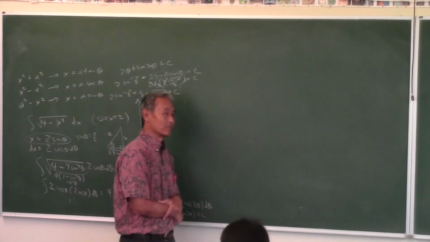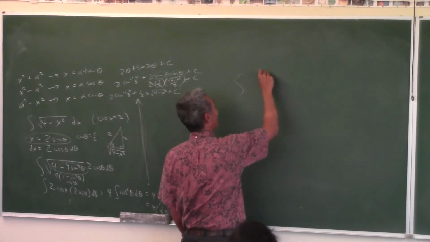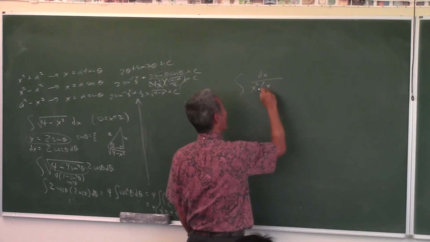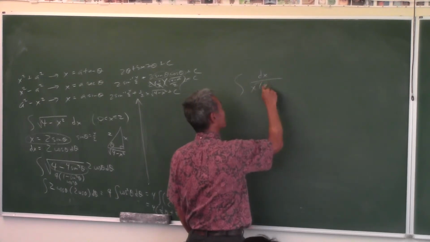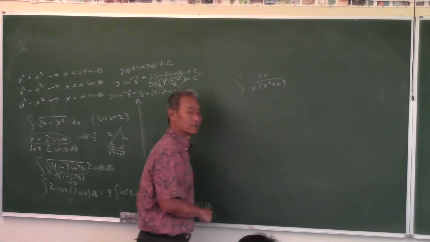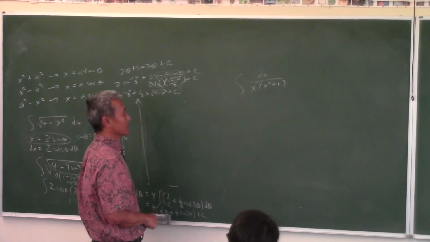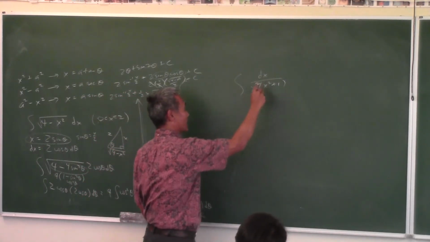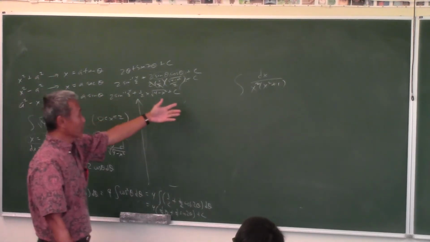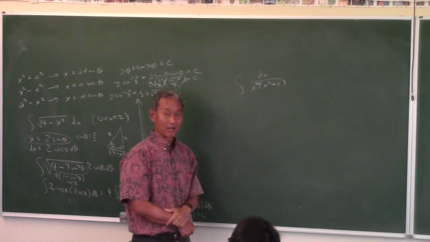Okay, let's just do a simple one. Integral dx over x times x squared plus 1. You know what? I think we should do x squared times x squared plus 1. Actually, this problem you could do two ways. A trig substitution would work on this as well, because you have this expression right there. You could let x equal tangent theta.